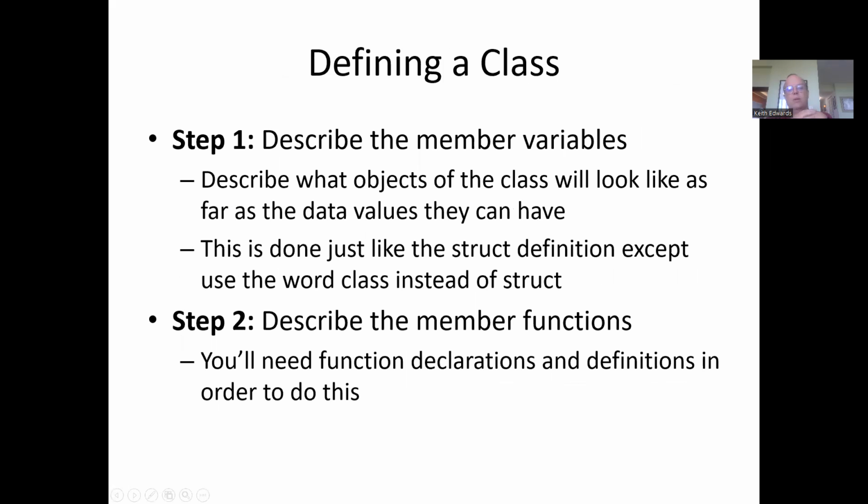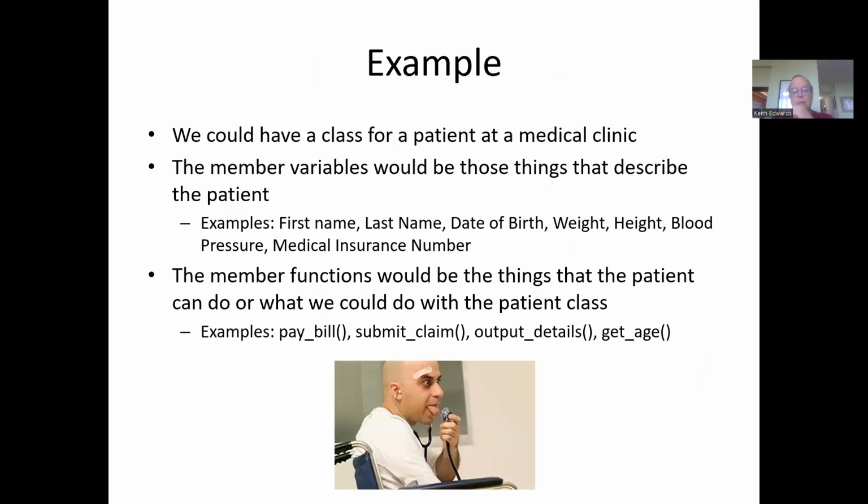So step one, describe the member variables. What are the things that describe this class as far as the data that it contains, and which types work best for those individual pieces of data? That's done just like your struct definition, except we use the word class instead of struct. And then we describe the member functions. These are the declarations for the things that the class should be able to do as a behavioral entity. You'll need the declarations and the definitions to do that.